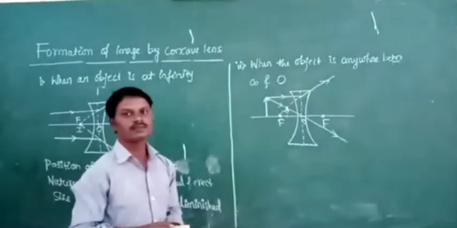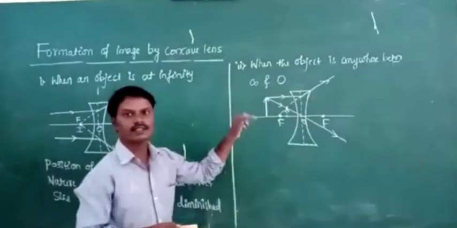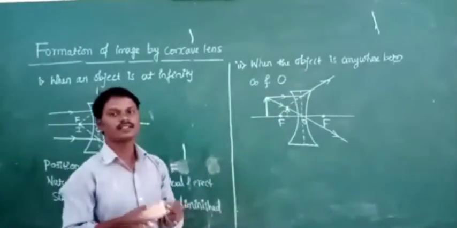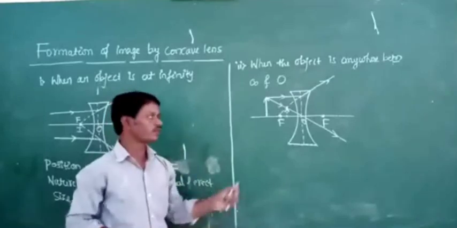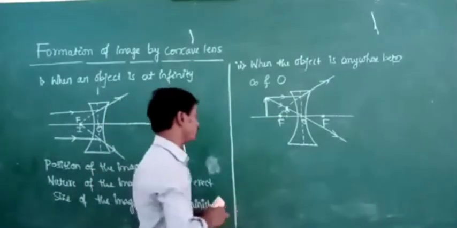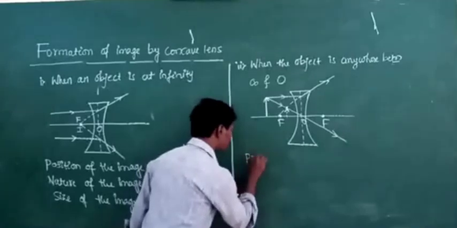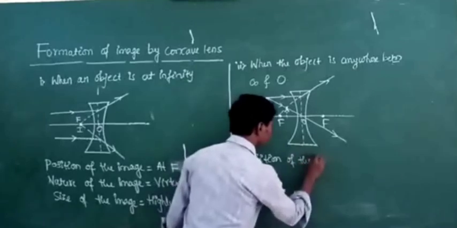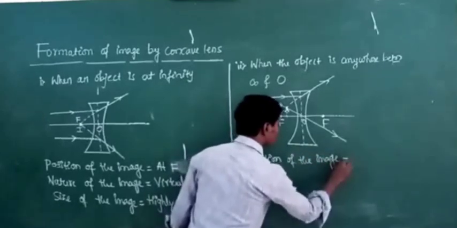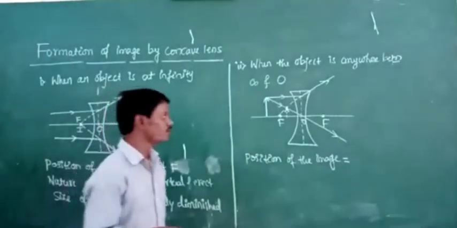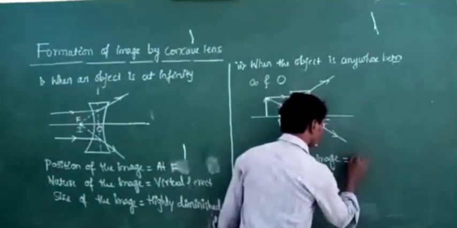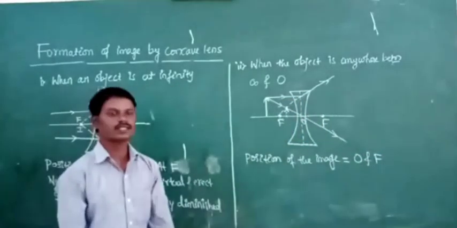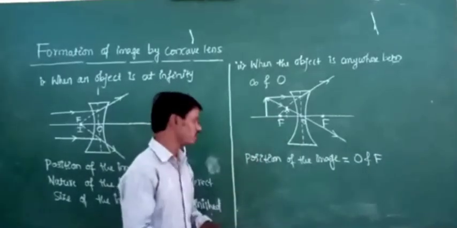And what is the nature of the image here? The nature of the image is virtual and erect. Because the object is upside, the image is also upside, so it is said to be erect. If the image is erect, then it is virtual because this image couldn't be obtained on the screen. Next one, position of the image. So where is the image formed? The image is formed in between O and F. O means the optical center of the lens. F means the principal focus of the lens. It is the first principal focus of the lens.